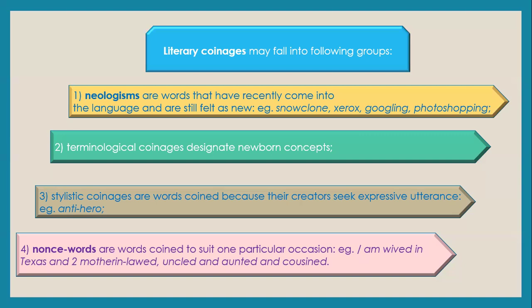Third, stylistic coinages are words coined because their creators seek an expressive utterance. For example, anti-hero. And fourth, nonce words are words coined to suit one particular occasion. For example, "I'm wired in the house" and "mother-in-law, uncle and aunt and cousin."